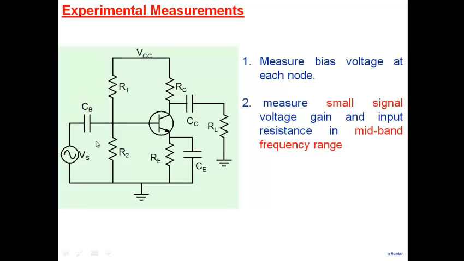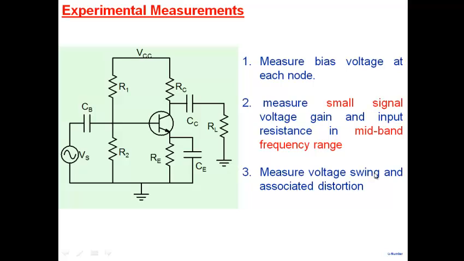The other way of making sure is that if you look at the input and the output, you'll get a 180-degree phase shift. If you're not in the mid-band, then the phase shift between input and output is not going to be 180. So that's the other way of ensuring you're measuring in the mid-frequency range. Use the small signal voltage as small as possible, and still be able to measure it, because only then are you under the small signal regime.